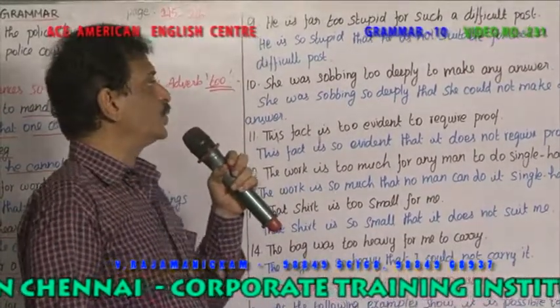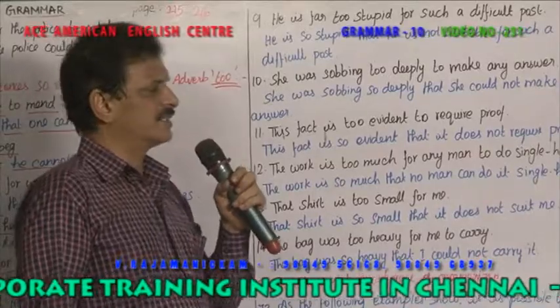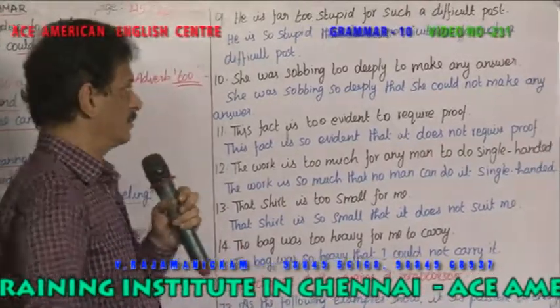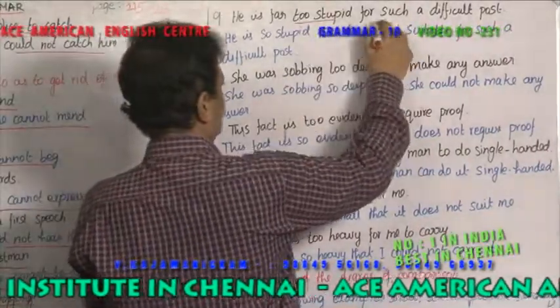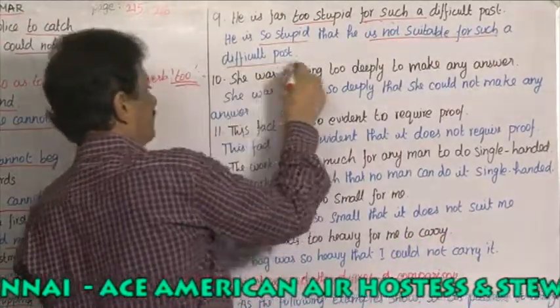Next, he is far too stupid for such a difficult post. He is far too stupid. So he is such a stupid for such a difficult post. So what do you mean by this? He is so stupid that he is not suitable for such a difficult post.